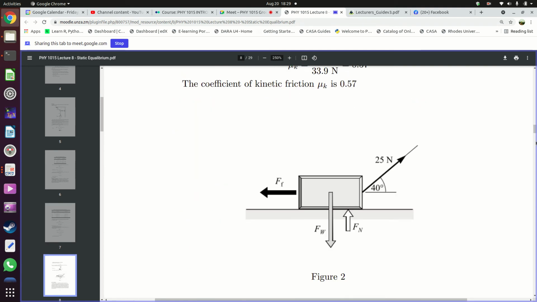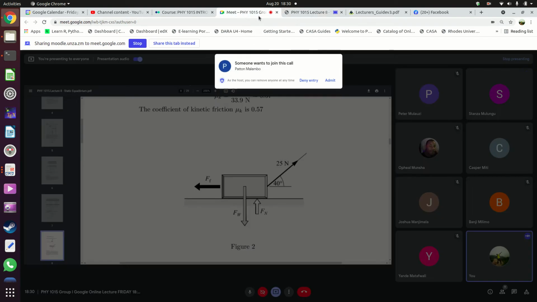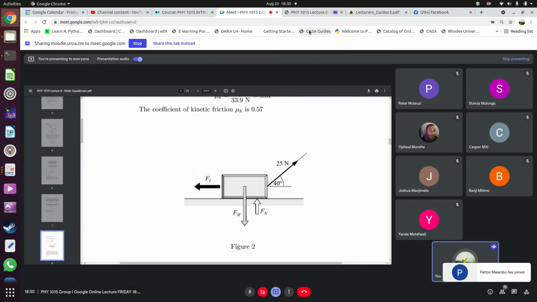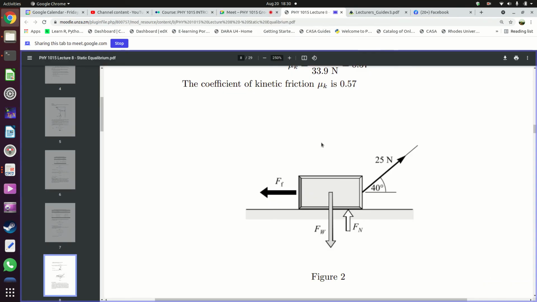So, the object which is supposed to be in equilibrium is the box. Are we clear? You need to identify which object is supposed to be in equilibrium. In this particular case, it is the box. Once we identify which object is supposed to be in equilibrium, the next step is to identify what kind of forces are acting on this particular object.